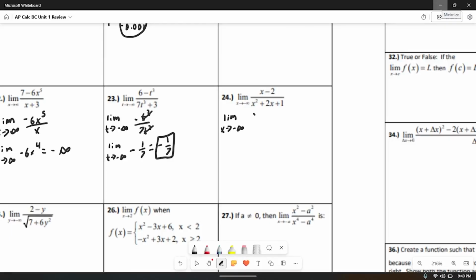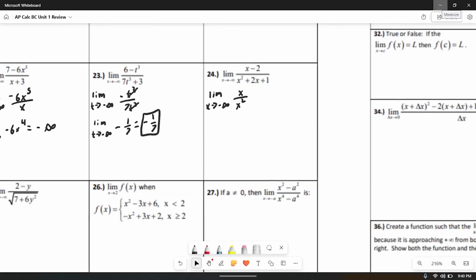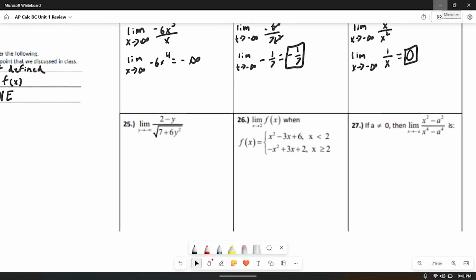Alright, so now we have the limit as x approaches negative infinity, and we're going to use the biggest term, so we have x over x squared. So now we can simplify this. I mean, you might be able to see what the limit is already, but I'm just going to do it for the people who can't. And then when we plug in infinity or negative infinity, it doesn't matter. 1 over infinity is always 0. So we can just say this is 0. And that's our answer.